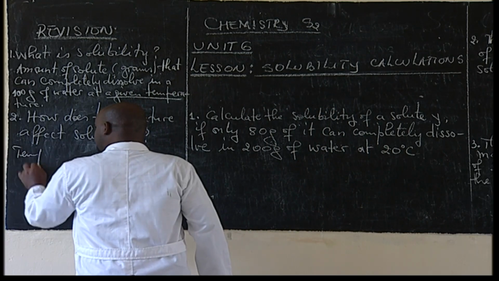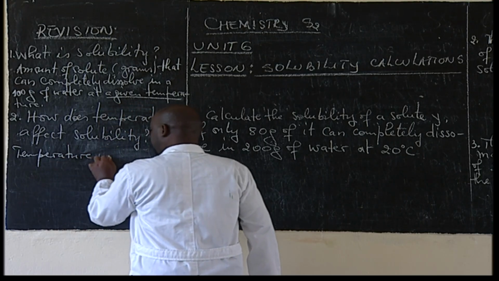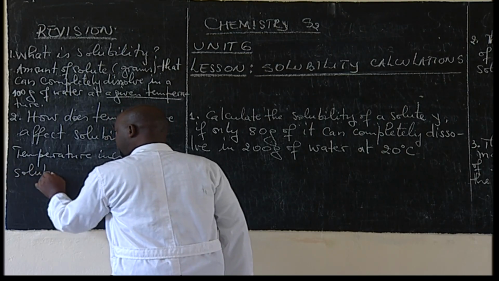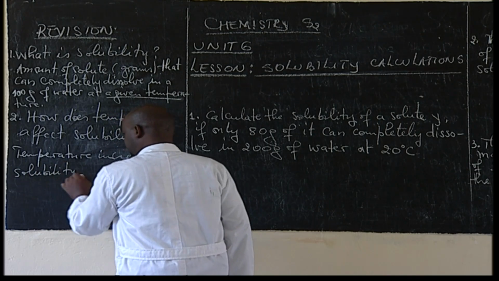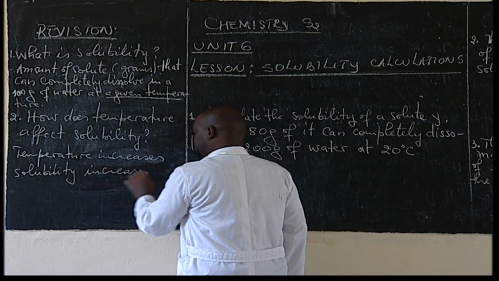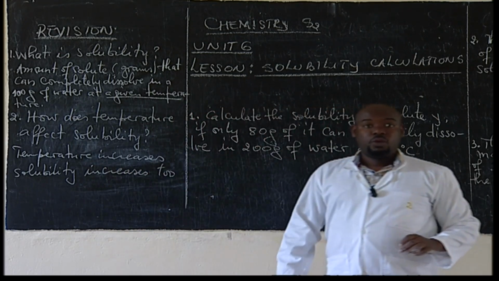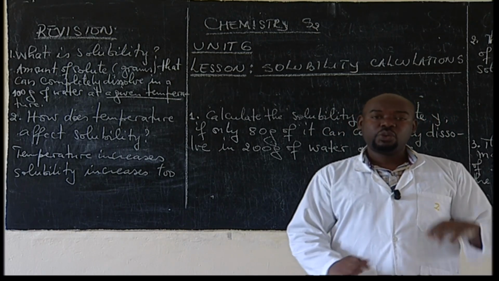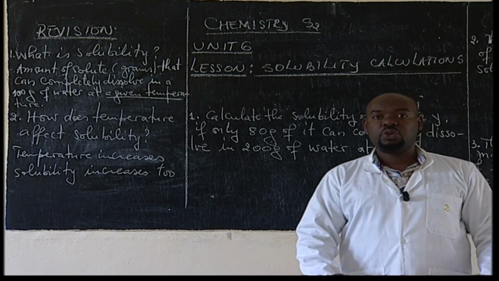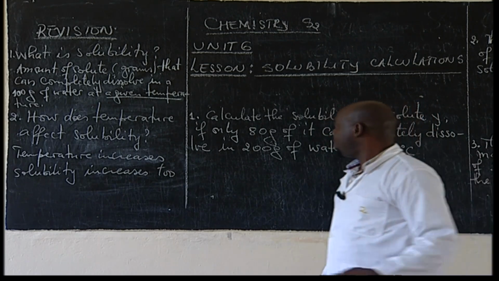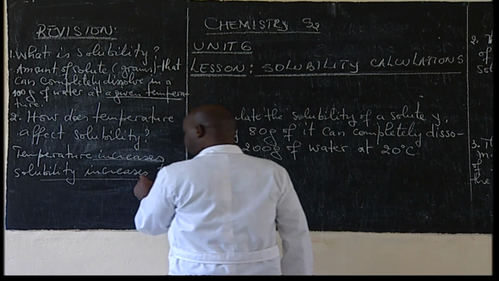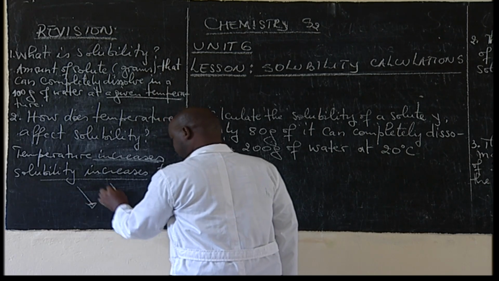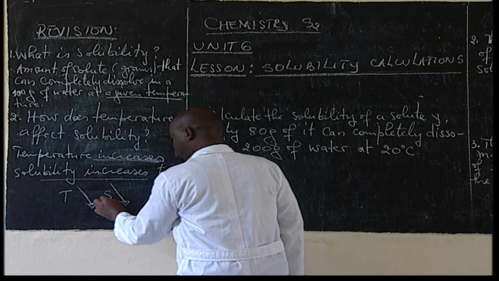When temperature increases, solubility increases too. When temperature increases, more solute can dissolve. And when you reduce temperature, less solute will dissolve. So, as temperature increases, solubility increases, and as temperature decreases, solubility also decreases.